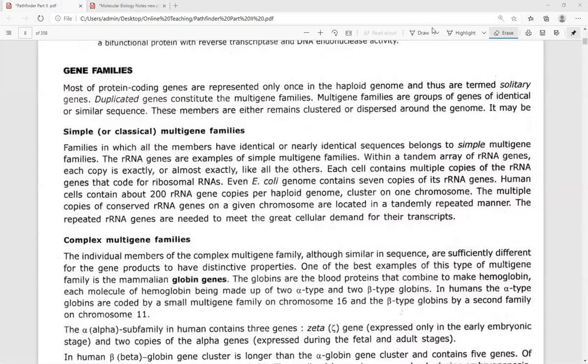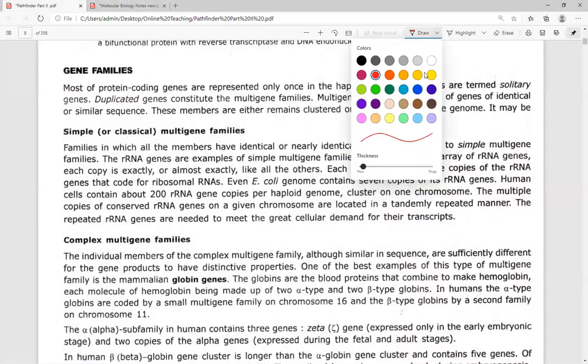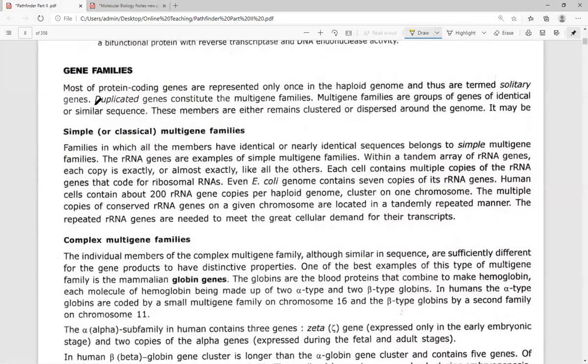But there are certain genes which are repeated more than one time within the entire genome, and these genes are commonly referred to as the duplicated genes. The duplicated genes constitute the multi-gene family. Now, what do you mean by multi-gene family? The duplicated genes which constitute the multi-gene families are a group of gene families that have identical or similar sequence. They have identical or similar sequence present within themselves, and that is why they are referred to as multi-gene family.